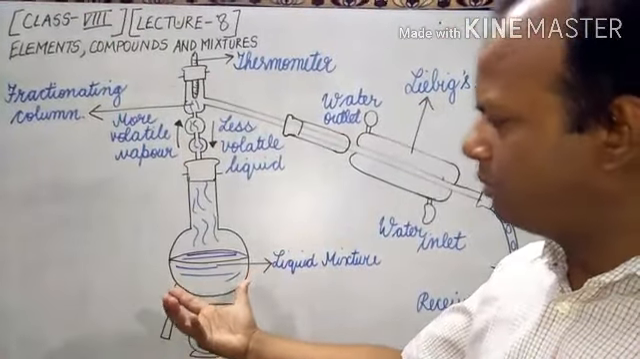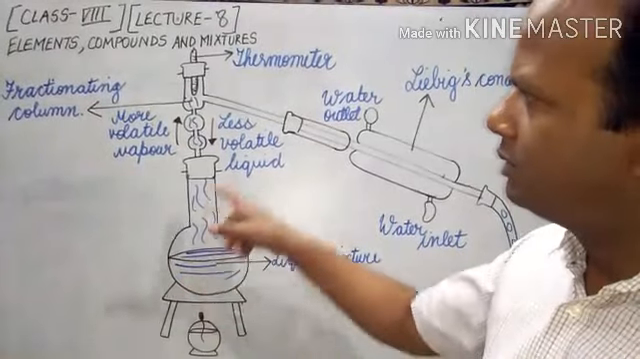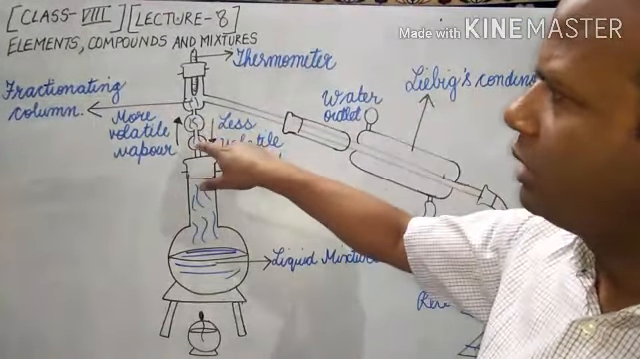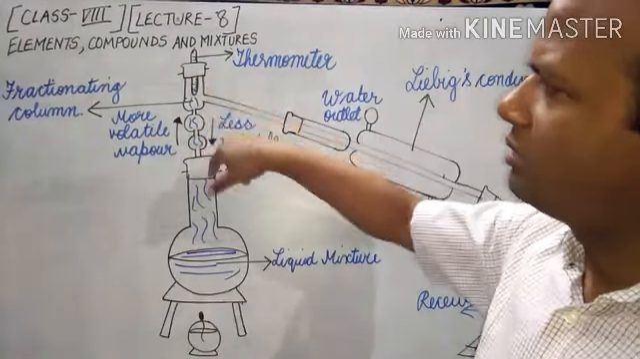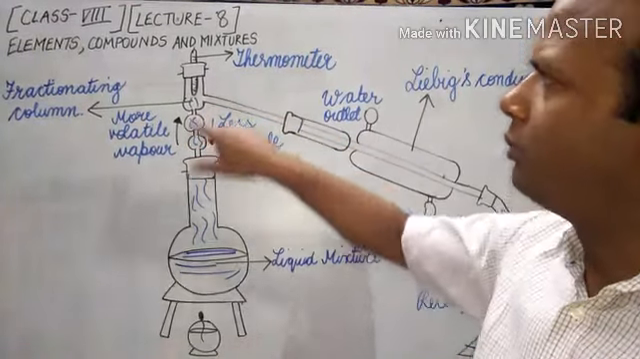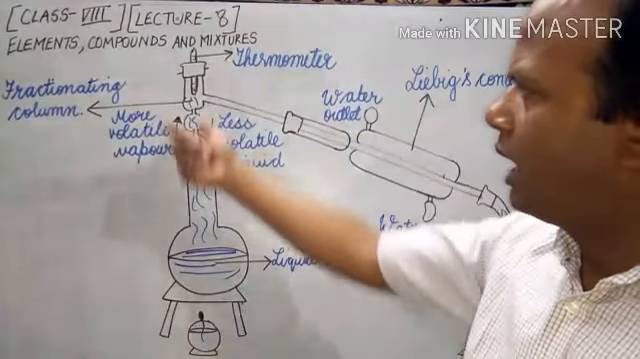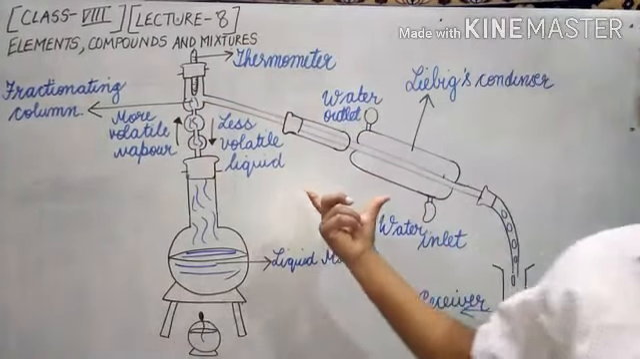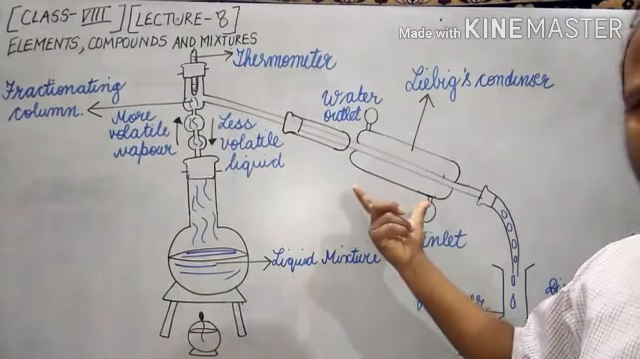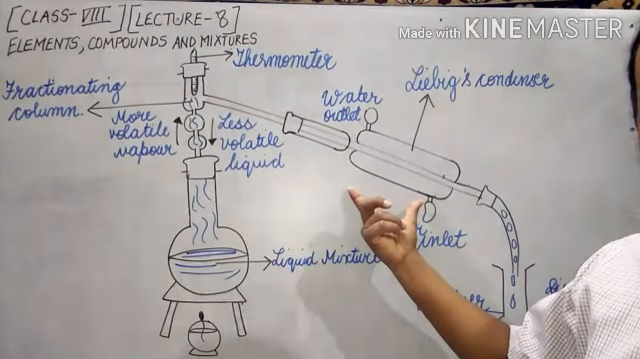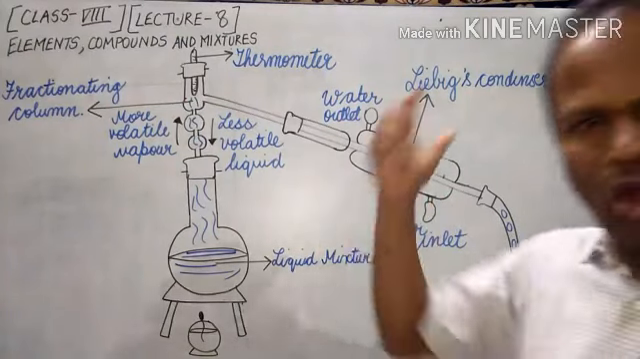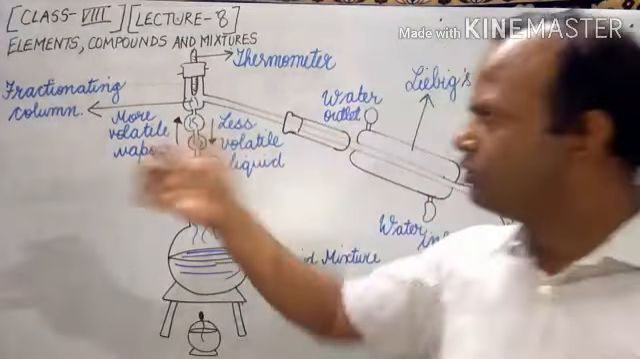Here we have the miscible liquid mixture. Then we have this type of arrangement: this is the fractionating column. Why it is this type of arrangement, I will tell you now. Then we have a thermometer, which is attached to this Liebig's condenser. What is the use of Liebig's condenser? You know very well, to condense the vapors which are coming.